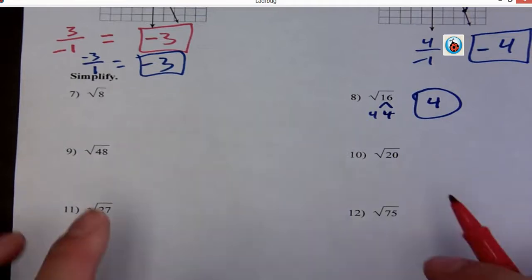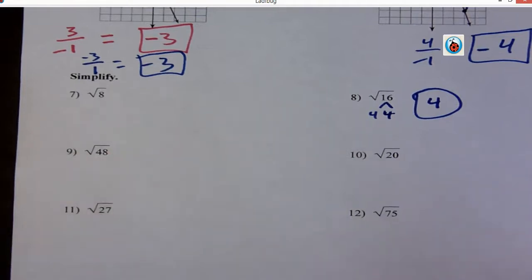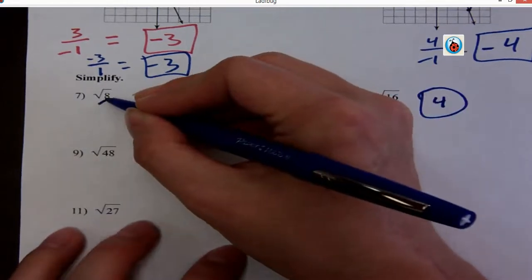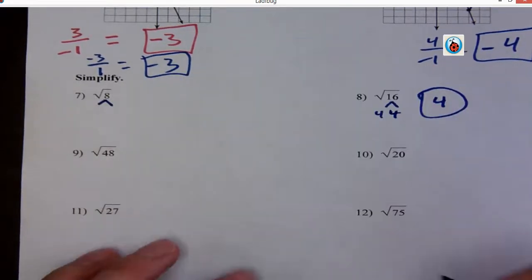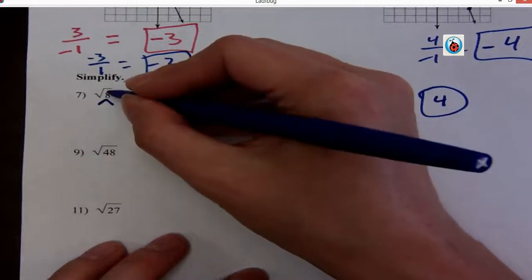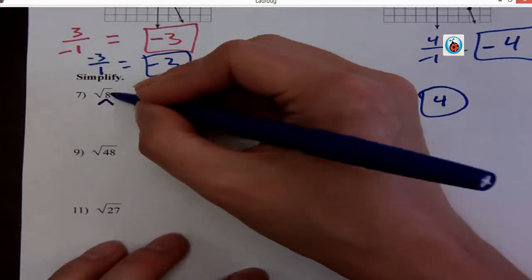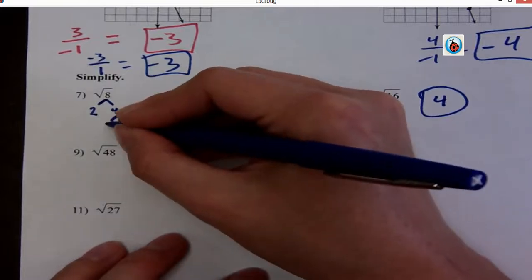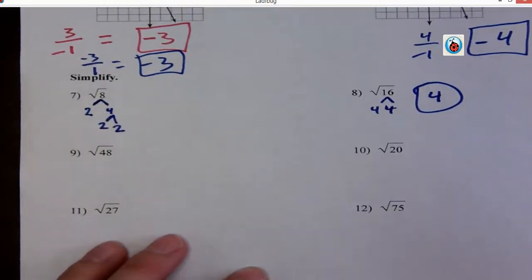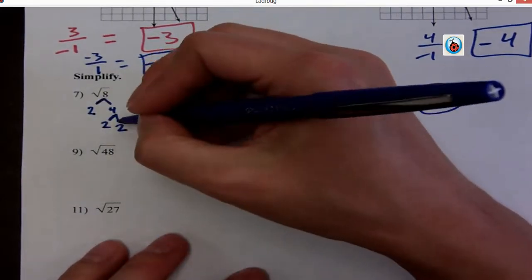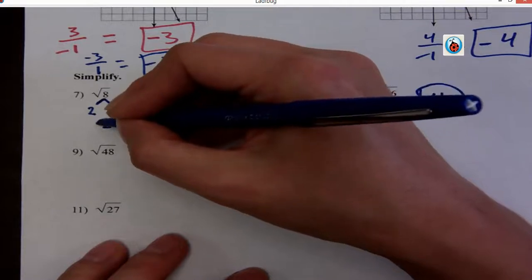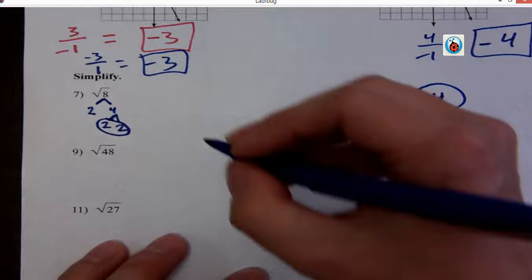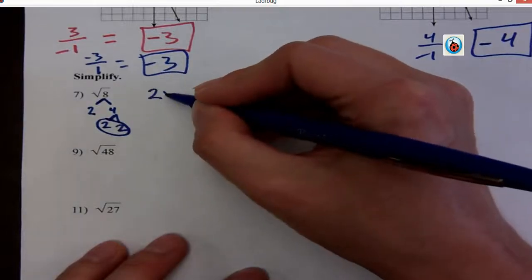The other ones, nothing else here is a perfect square, so we're just going to have to break them down a little bit. And so the way I tell my students that seems to work for the most people is just to factor it out to the smallest numbers. So 8 we can divide by 2, that becomes 4. 4 divides again by 2 times 2. Okay, so now these are my numbers, and I move my double numbers outside the radical sign, and my single number stays inside. So this becomes 2 square root 2.